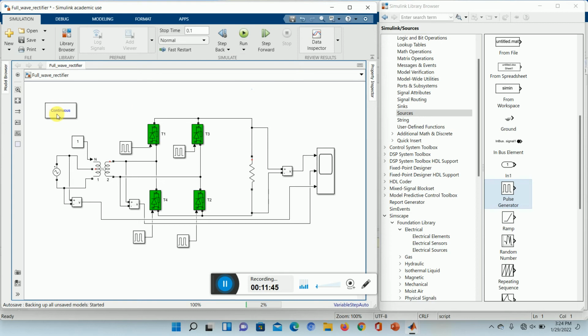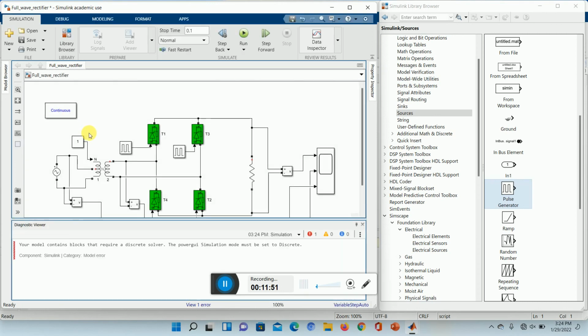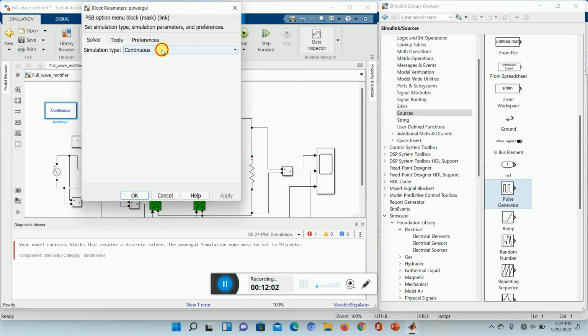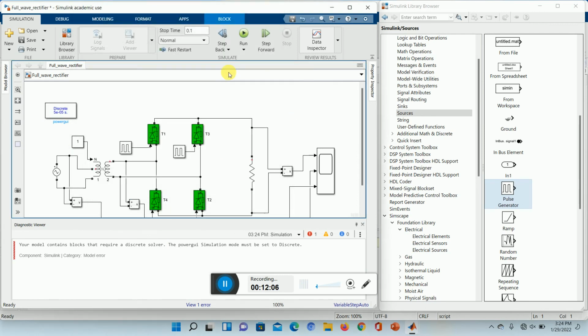Here I put it continuous. Let us see what we are getting. The model contains blocks that require a discrete solver. Okay, we just convert it to discrete. Let's run it.